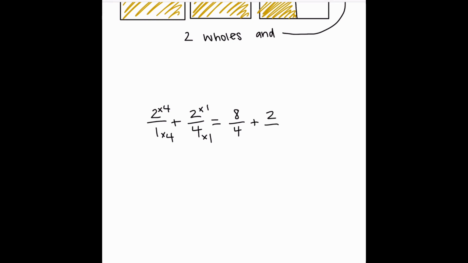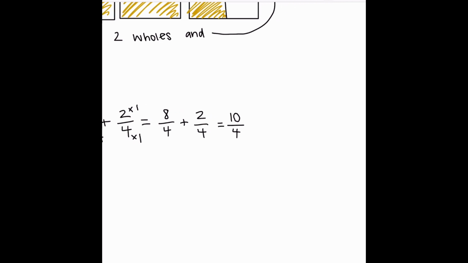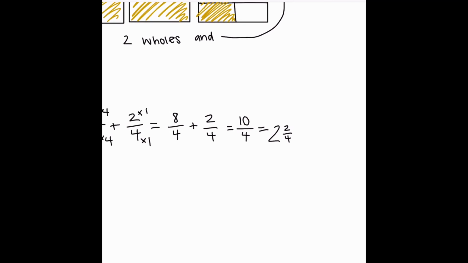plus 2 fourths, which equals 10 fourths. And then 4 goes into 10 2 times, plus the 2 left over in fourths. So the answer would be 2 and 2 fourths, which can be reduced to 2 and 1/2, like we've shown in the pictorial model.